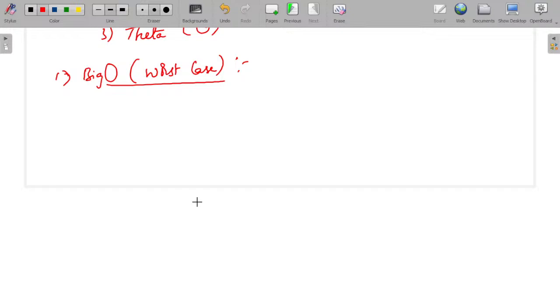Okay. So big O notation is used to represent the worst case time complexity or space complexity. And the equation for big O notation goes like this: big O of g of n is always less than or equal to f of n. The corresponding graph for this would look something like this.